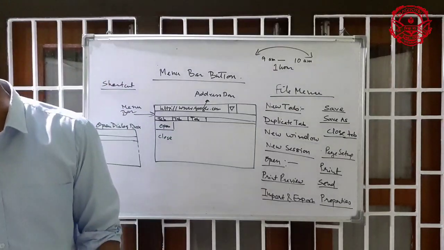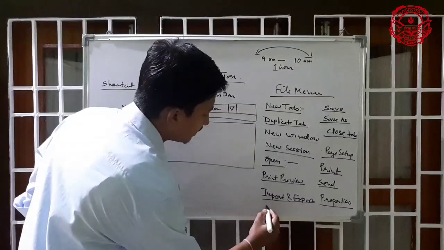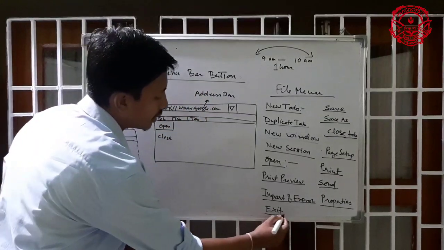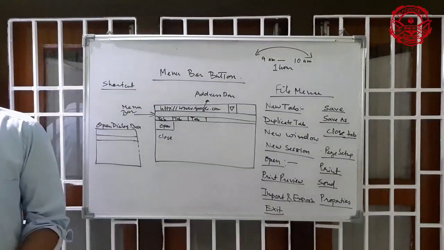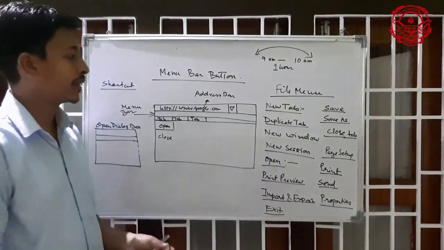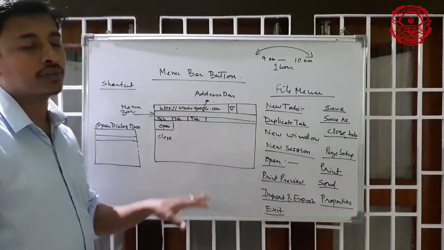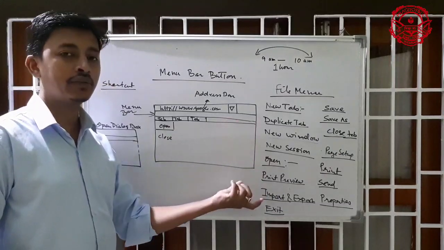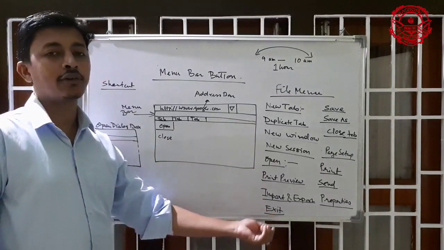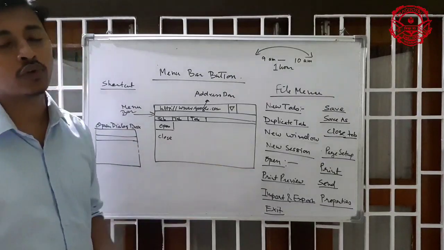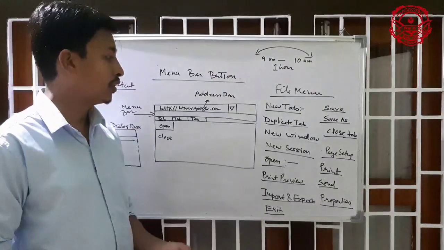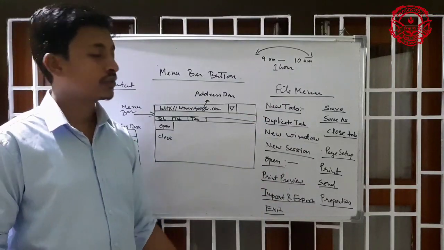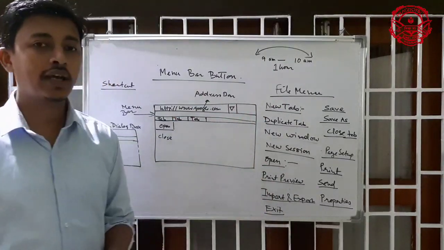Next, the last option is exit. Exit means you close the window, it closes the current window. If you have opened a window and you want to close it, just go to the file menu. After that, click the exit option. It will automatically close the current window. So these are the file menu options. There are a lot of options available, and all of these are very important.